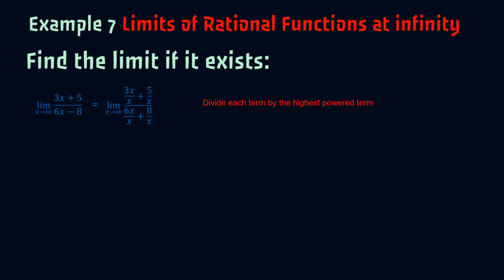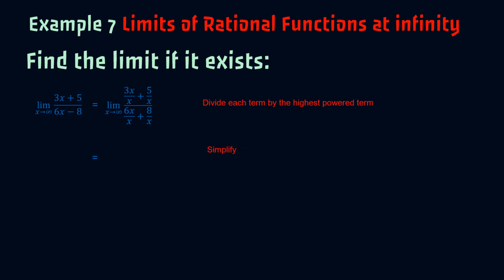So this becomes the limit when x gets close to positive infinity of 3x divided by x plus 5 divided by x, over 6x divided by x plus 8 divided by x. So each term was divided by the highest power term.